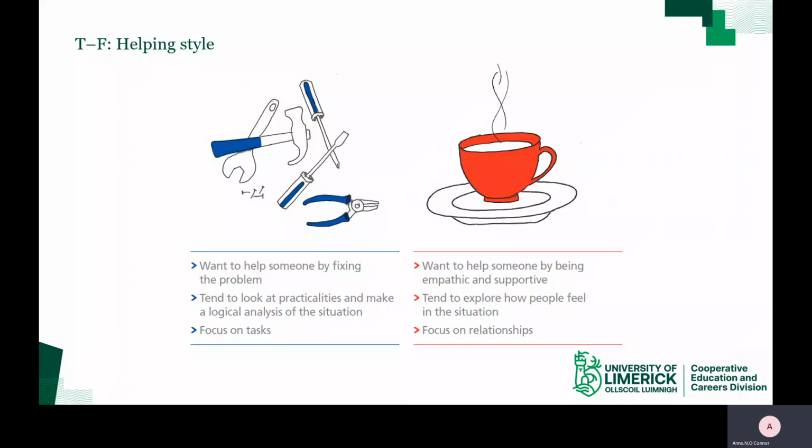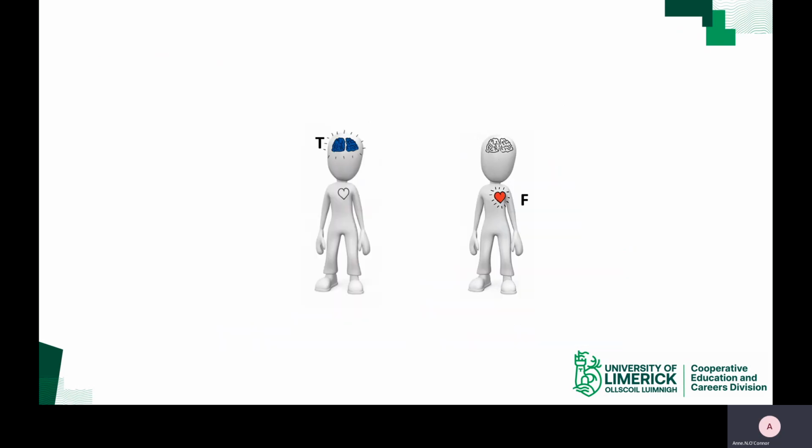So the difference between the helping styles. A T wants to help someone by fixing the problem. They tend to look at the practicalities, make a logical analysis of the situation and focus on the task. If you have a preference for F, you want to help someone by being empathetic and supportive, and tend to explore how people feel in a situation and really focus on the relationship. So as you can see, very different approaches, and they can conflict depending on your type. So again, what I'd like you to do is get that piece of paper out and write down where you think you are, T or F?